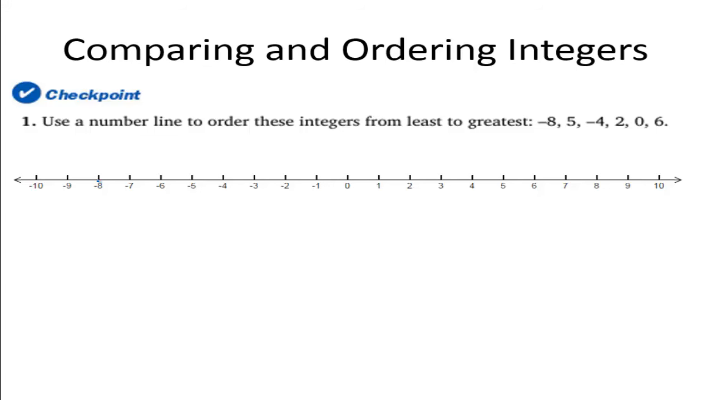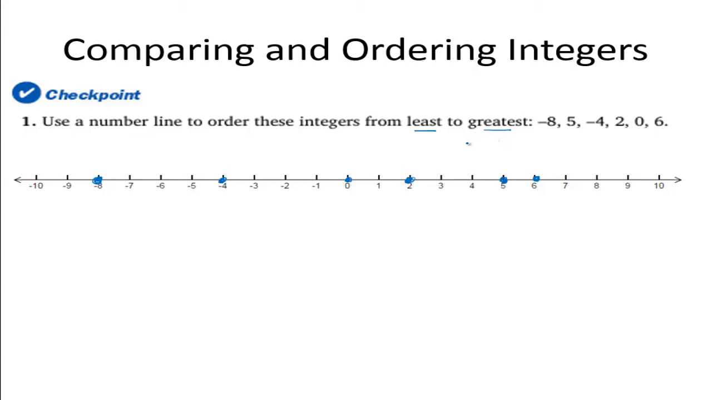-8, you would draw a dot on -8 like that. Then on 5, right here, -4, 2, 0, and 6. The next step is order these integers from least to greatest. Least to greatest means that you order them from the smallest number all the way to the biggest number.